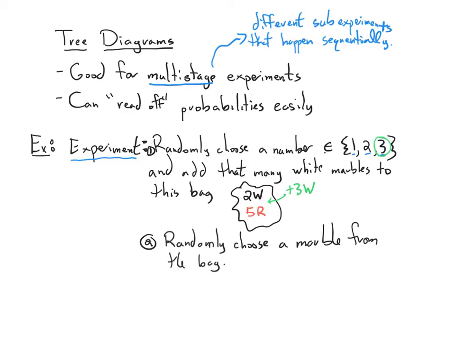If I chose, say, 1, then I would add 1 white marble instead. So it would be 3 white and 5 red. So hopefully that's clear how that first stage works. And then the second stage, once I figure out how many white and red marbles are in my bag, I am going to randomly choose a marble from that bag. So there are 2 stages in the experiment, 1 and 2.